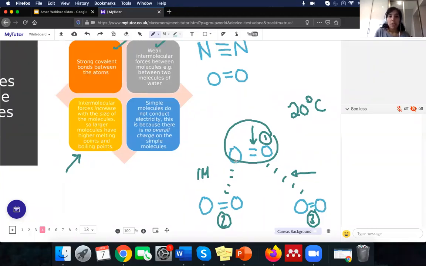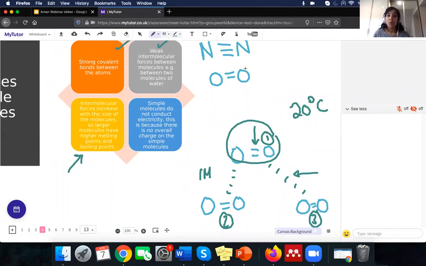Okay, so the third box over here in the yellow: intermolecular forces increase with the sizes of molecules. So larger molecules have higher melting and boiling points. Someone's asking, is this chemistry? Yep, we're covering covalent bonding today. So if we think about what that's saying, intermolecular forces increase with the size of molecules. That means as the molecules get larger, larger molecules will have larger intermolecular forces, and therefore melting and boiling points will be larger.